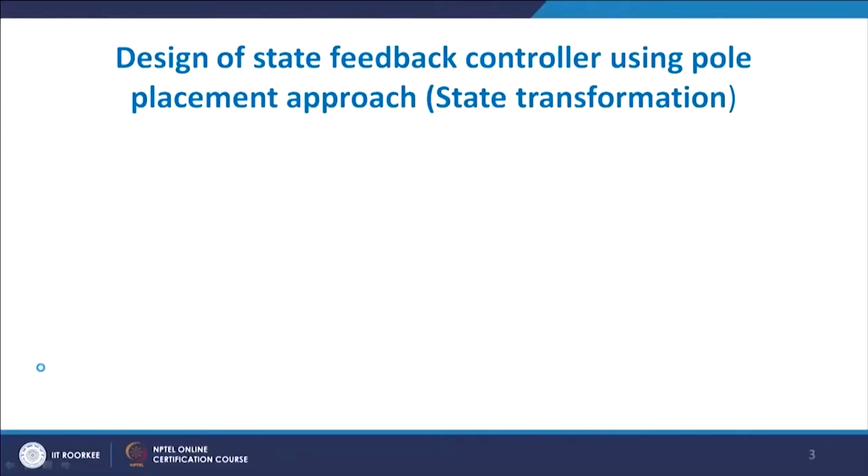Now we start with pole placement by state feedback, part 2. In this we will study the design of a state feedback controller using the pole placement approach, that is, state transformation, and once we study this approach we are going to solve one numerical example. Last time we solved one example.